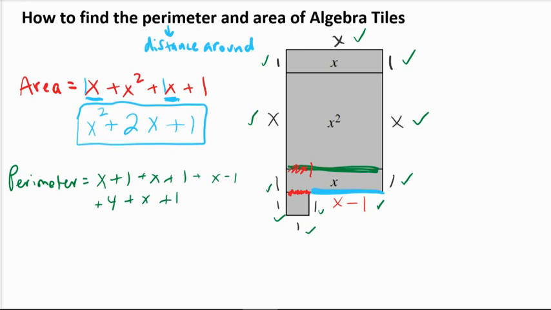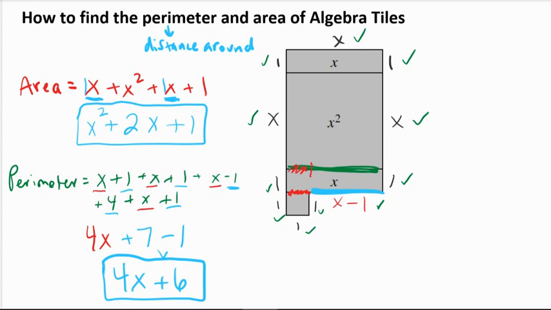And now I want to combine like terms just like we did for area. So let me look at the x's. So there's 1, 2, 3, 4. There's 4 x's. And then for the units, I have 1, 2. I'll start at the positive. So there's 2. 2 plus 4 is 6. Plus 1 is 7. Okay, so there's 7 positive units. And then I have the negative 1 hanging out over here. Okay. So what's 7 minus 1? Well, that's 6. So my final perimeter would be 4x plus 6.